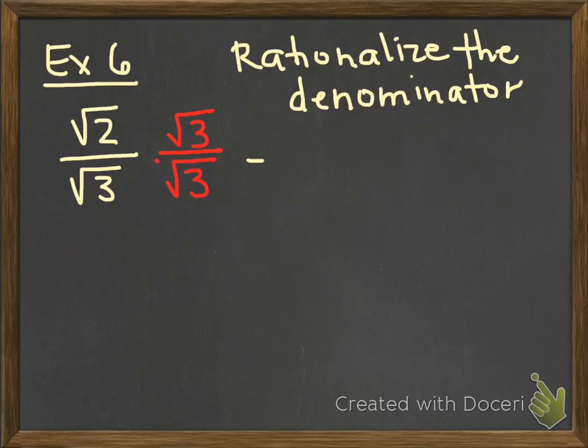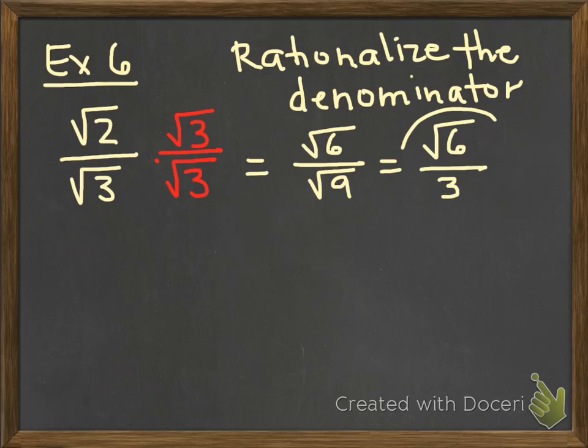Okay, what happens then is radical 2 times radical 3 is radical 6, and radical 3 times radical 3 is radical 9, except that the square root of 9 is just 3. So that's our answer, and we cannot divide it because one's in a radical and one is not. So if you noticed, radical 3 times radical 3 gives you regular 3.